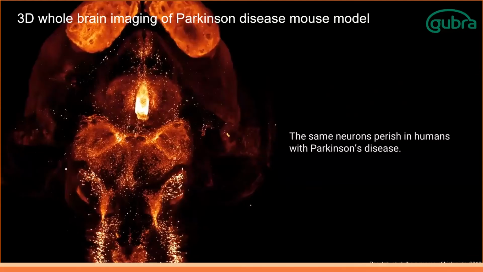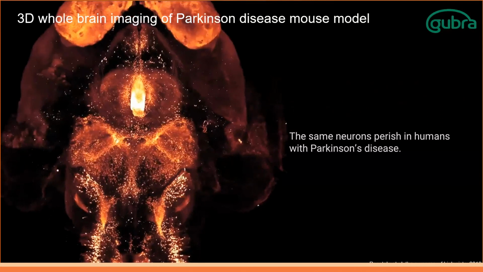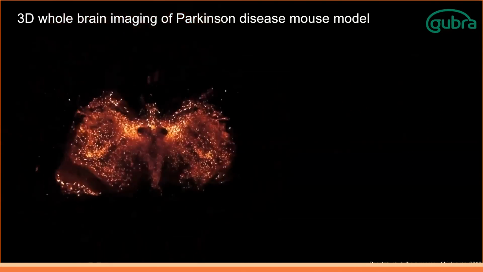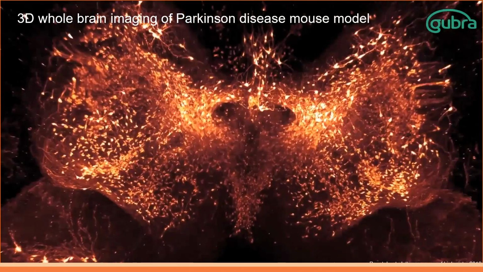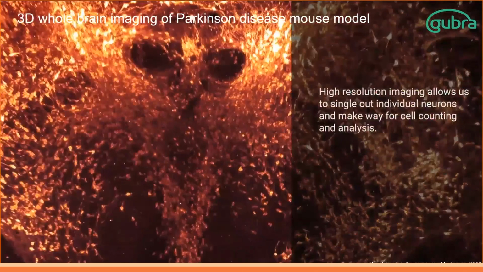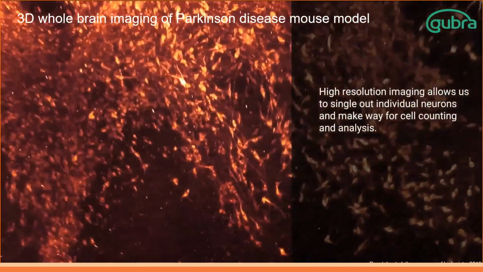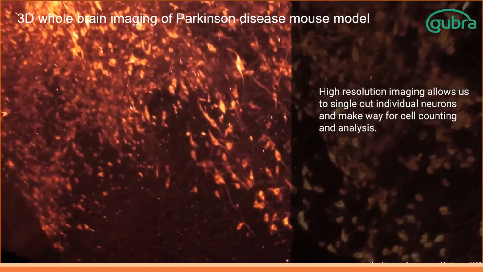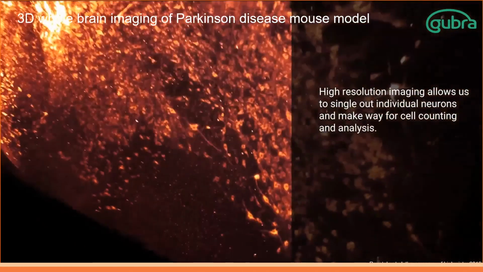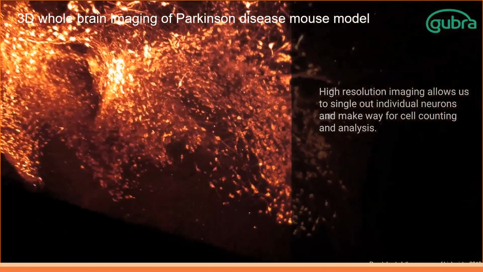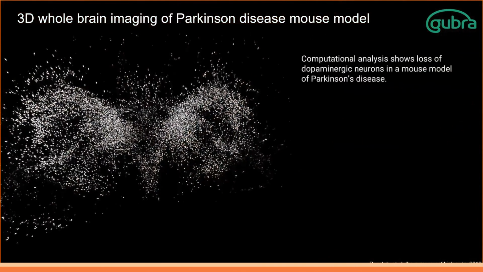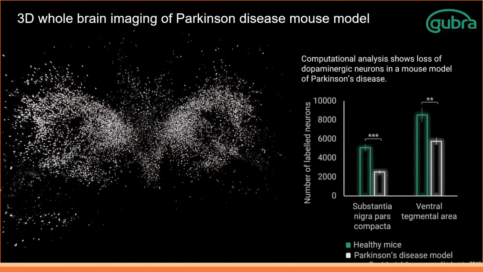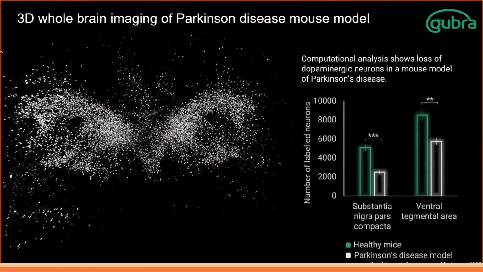Let's have a closer look at whole brain imaging. Here's an example where whole brain imaging was used to study Parkinson's disease. The high resolution allows us to see individual dopaminergic neurons, which is necessary for later to quantify and do a quantitative analysis. Dopaminergic pathways are involved in many brain functions, and the dysfunction of these pathways may be involved in Parkinson's disease. This quantification that you see here done by Gupra using the ultramicroscope shows a loss of dopaminergic neurons in mouse models with Parkinson's disease compared to control models.